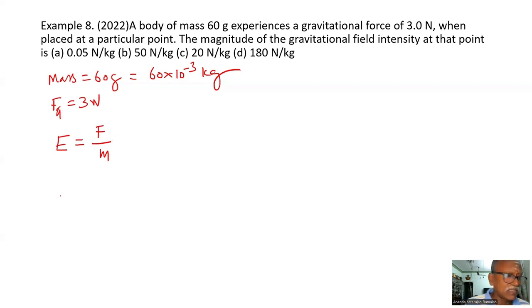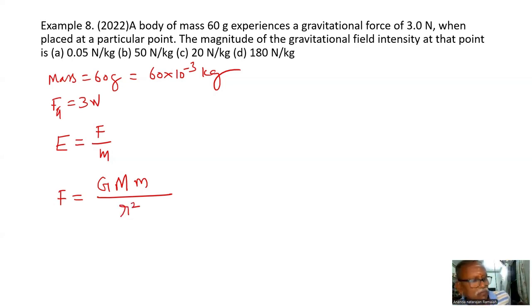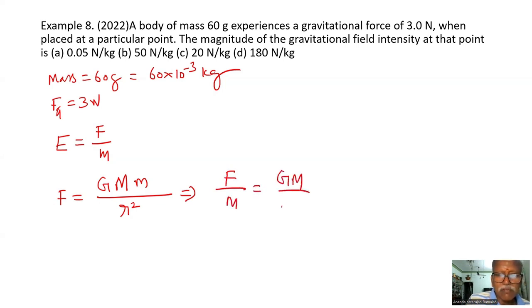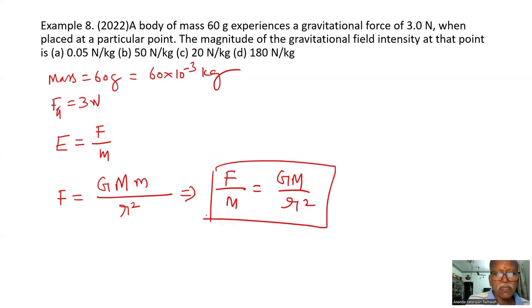This is how we got it. We know that F equal to G M m divided by r square, where M is the earth's mass, and r is the distance from the center of the earth to that point. Since E equal to F by m, this can also be written as G M divided by r square.